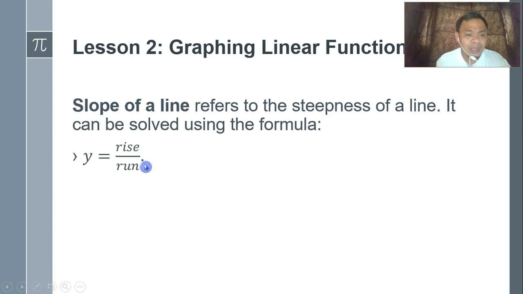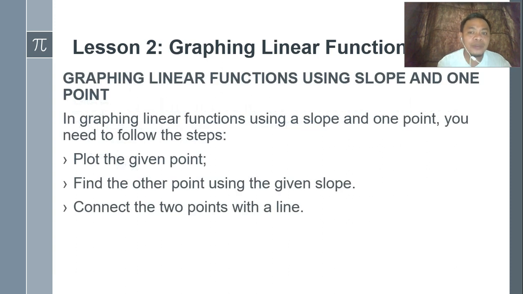We had this in our first quarter, in our linear equation. Slope is equal to rise over run. Rise is the change in the y-axis, and run is the change in the x-axis, or the horizontal. Once again, slope refers to the steepness of a line. Okay, so graphing linear function using slope and 1 point. Earlier in lesson 1, we had two methods: using 2 points and using the x- and y-intercepts.